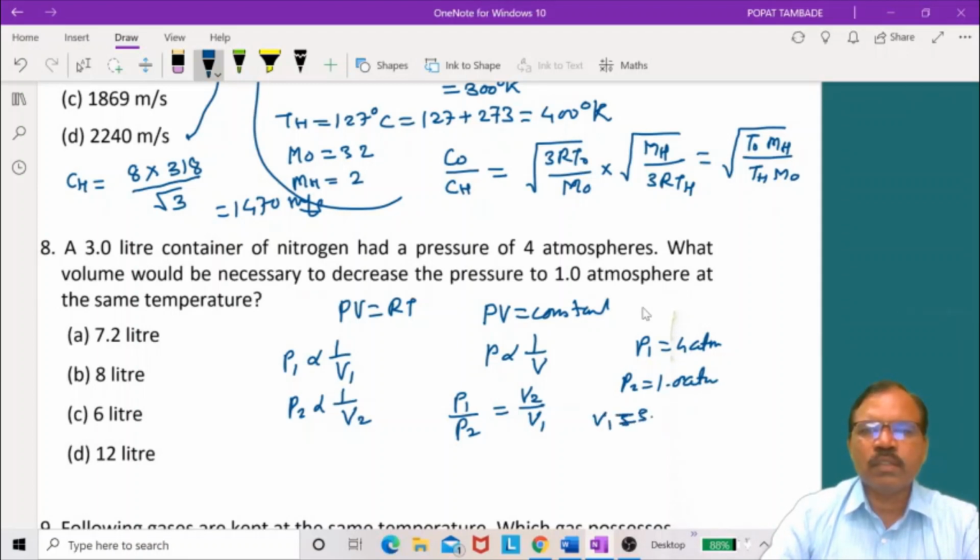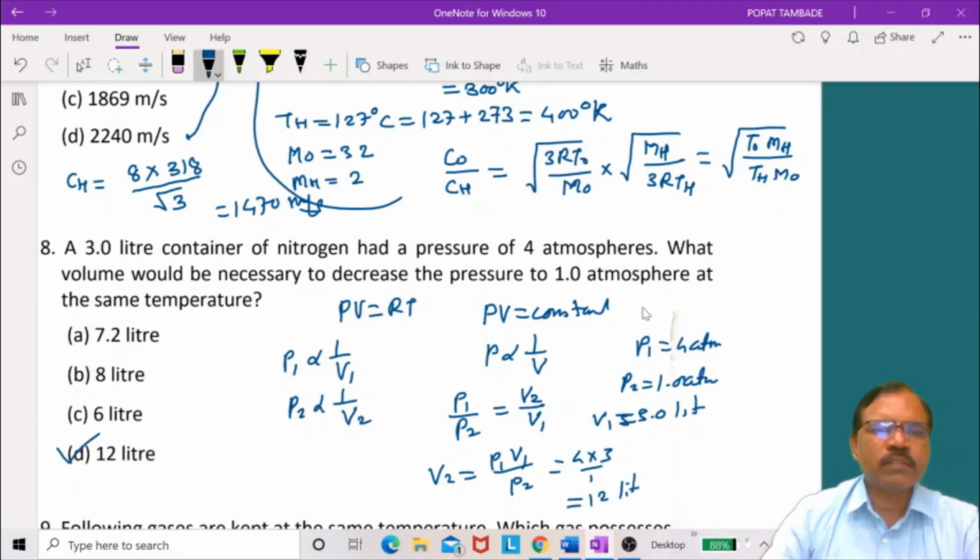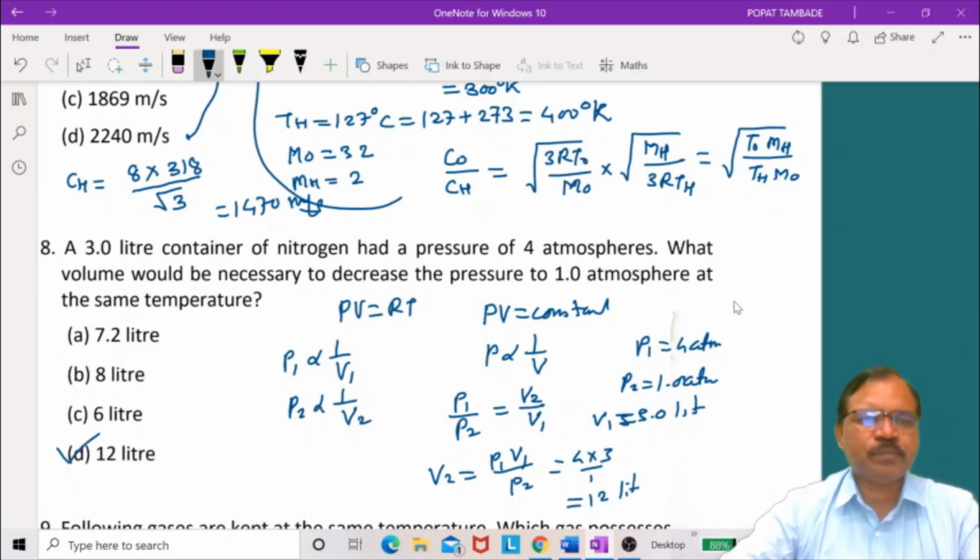V1 is equal to 3 liter. So what is V2? V2 is P1 V1 upon P2. So 4 into 3 by 1, that is 12 liter. So here the last one is correct, 12 liter.